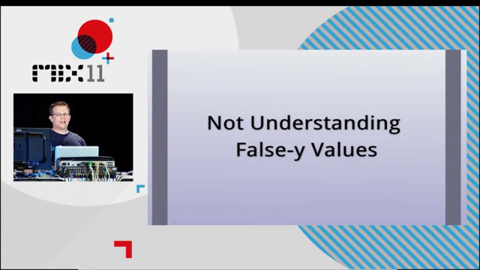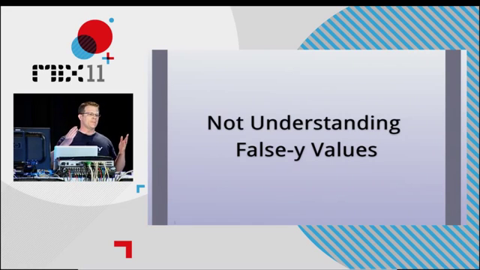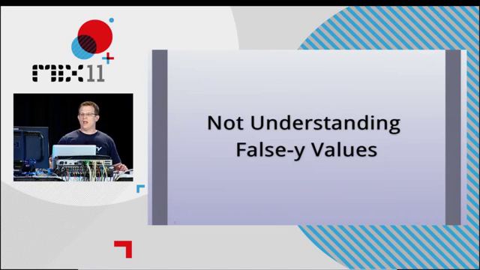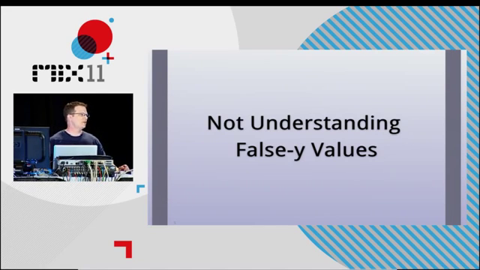So the first thing we're going to look at is most C# developers are used to true and false when they're doing if statements or conditional logic. But in JavaScript, it's quite a bit different. And if you don't understand that there's something called a falsy value, things could get confusing quickly.